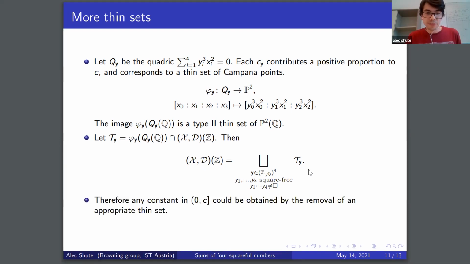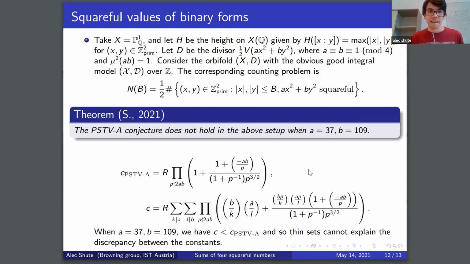And so the upshot of this is that we can actually obtain any constant between 0 and C by removing an appropriate thin set. So yes, we can obtain C_PSTV-A, but we could obtain lots of other things as well. Okay, and then things get worse as well.